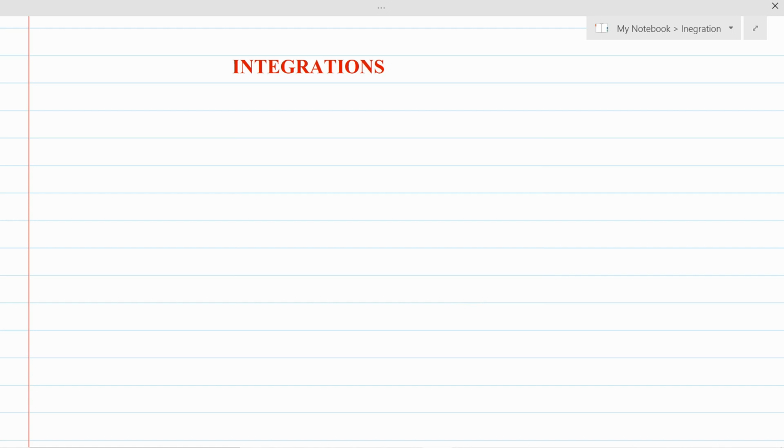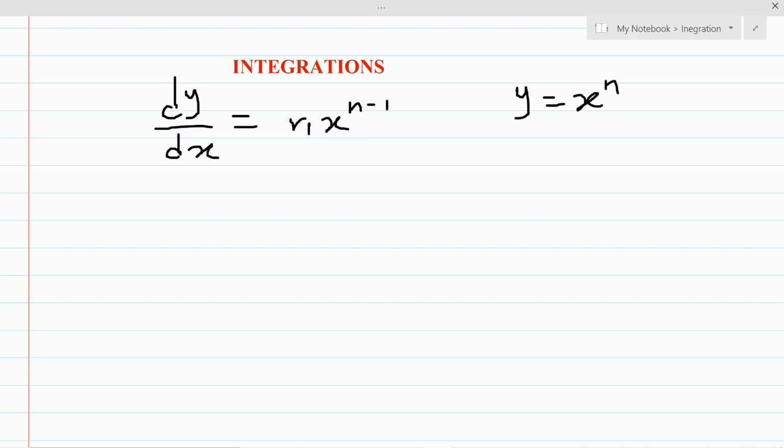Alright, if you could remember in our previous videos on differentiation, we said something like if you have a function that you want to find the derivative of at a point, that is a small change of the function y with respect to x, where we have y is equal to x to the power n, a polynomial function, then this derivative is equal to n times x to the power n minus 1. Alright, this was it, right?